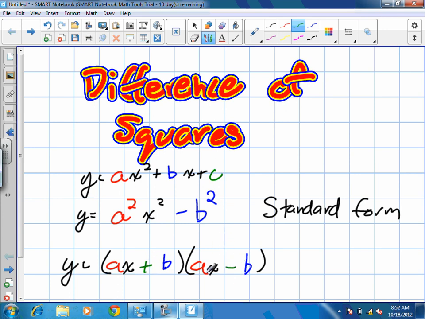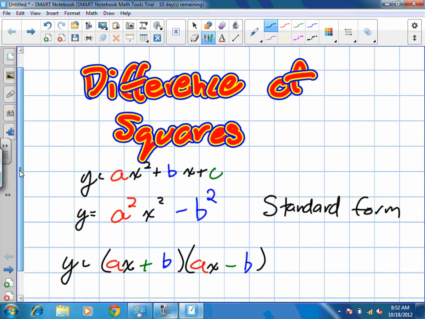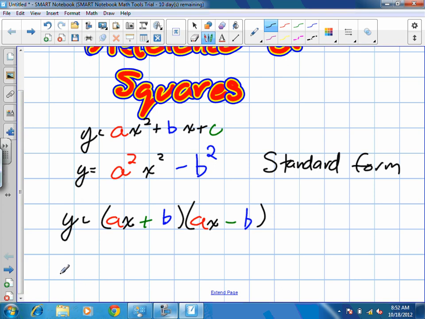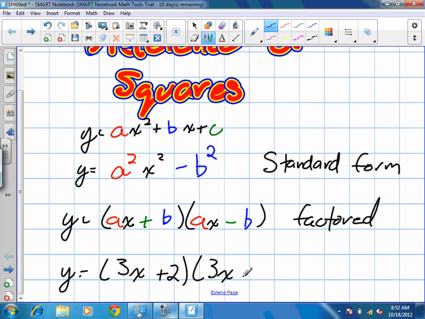Okay? So what we're going to do, before we actually find the difference of squares, I'm actually going to reverse a question that looks like this so that you guys get the idea of why it becomes a binomial. Okay? So, what we mean by that, let's start in, and this is again our factored form, right? Let's start in factored form. Y equals 3x plus 2, 3x minus 2.